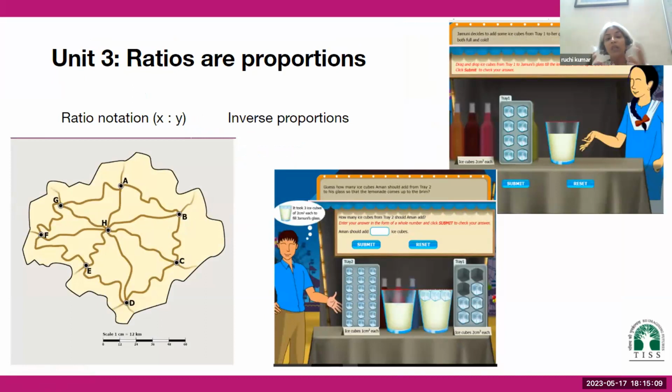Yeah. So in this case, we have maps, again, which require scaling. And also we have a situation of a mela in which ice cubes have been used. If the bigger ice cubes are there, they will fill up the glass quickly. Whereas if the smaller ice cubes are there, more ice cubes would be required to fill up the glass, because the volume that they have is smaller. So this situation provokes them to think about inverse proportions, and they have certain animation to show students how to make sense of the situation itself.